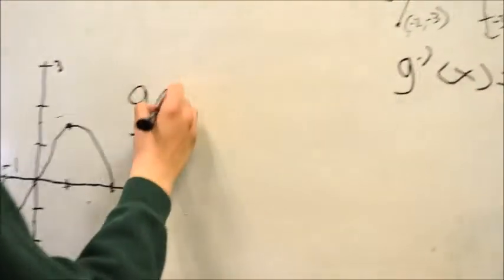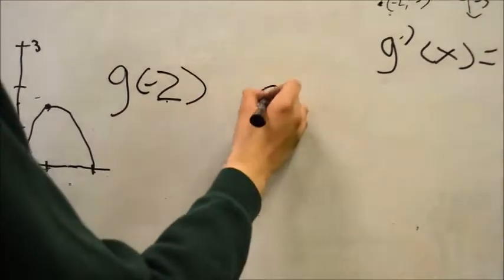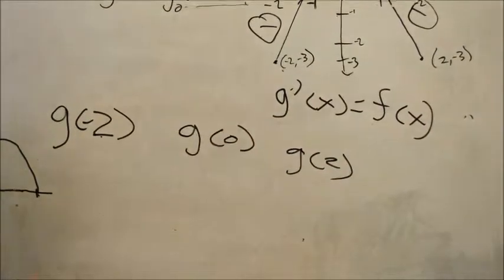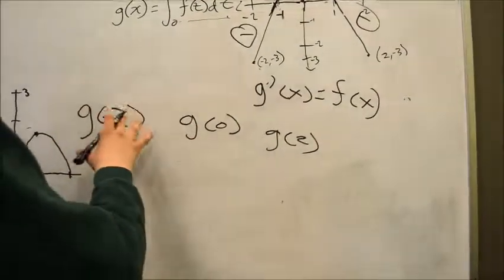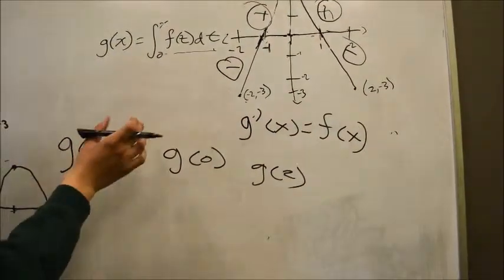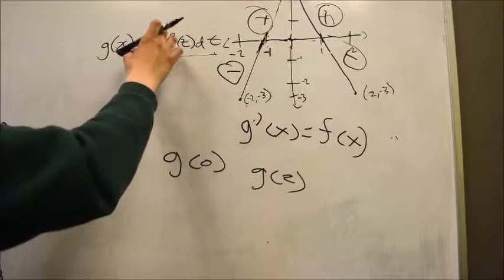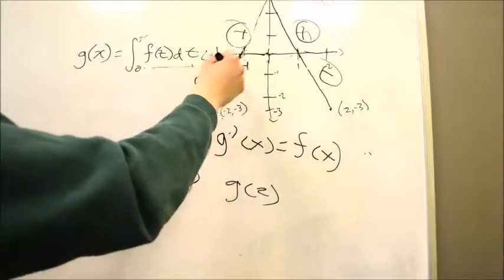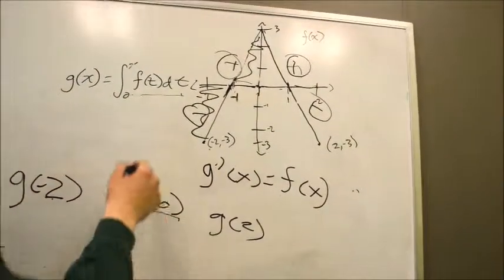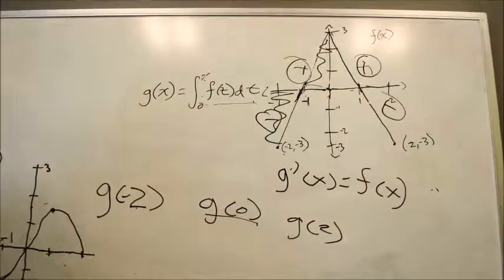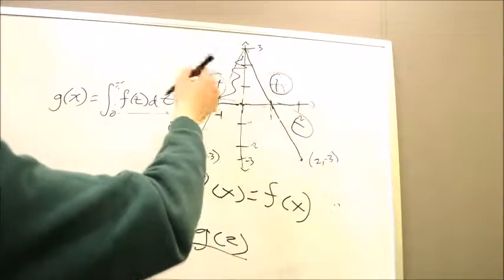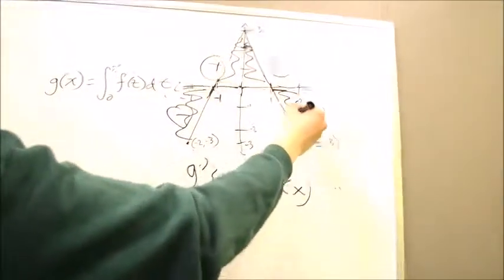So g of -2, g of 0, and g of 2 would be 0, because if you plug each one of them in, it would give you 0. For example, g of -2, if you plug it in from 0 to -2, it would mean this area minus this area, which would equal 0. And g of 0, from 0 to 0, we know that's 0 as well. And for g of 2, same here, this area minus this area, which will give you 0.